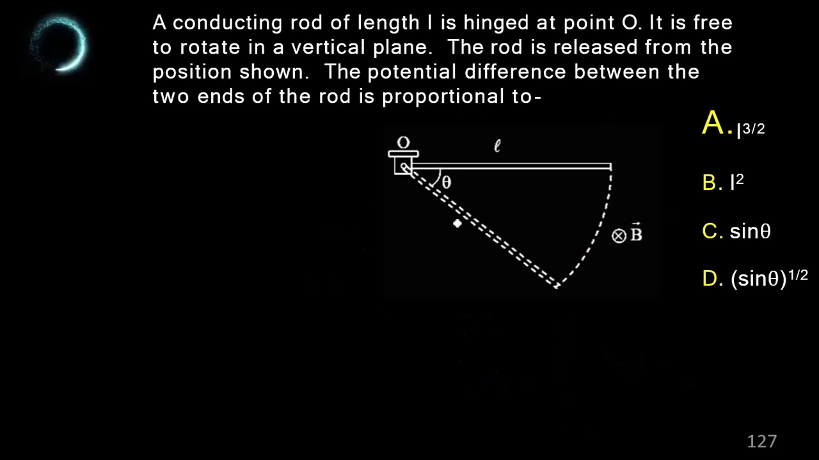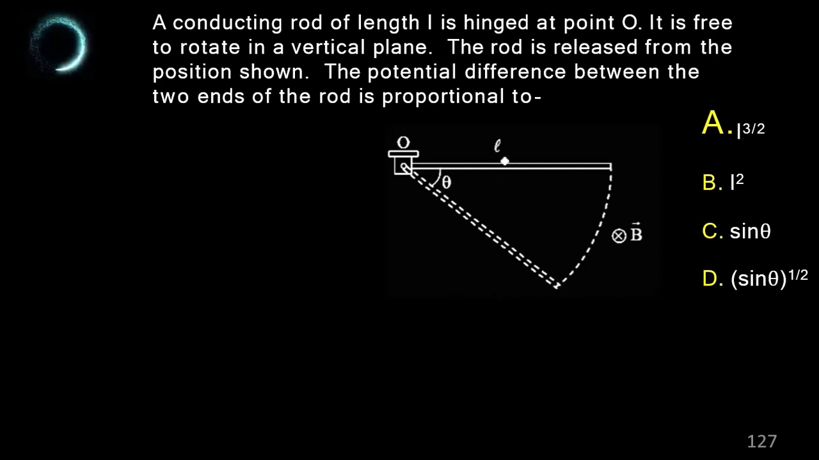Similarly, there is another problem like this. Okay, the conducting rod of length L is hinged at point O. It is free to rotate in a vertical plane. The rod is released from the position shown. The potential difference between the two ends of the rod is proportional to what? Okay, as the rod moves, omega is changing. So let us say the rod has moved by theta position.